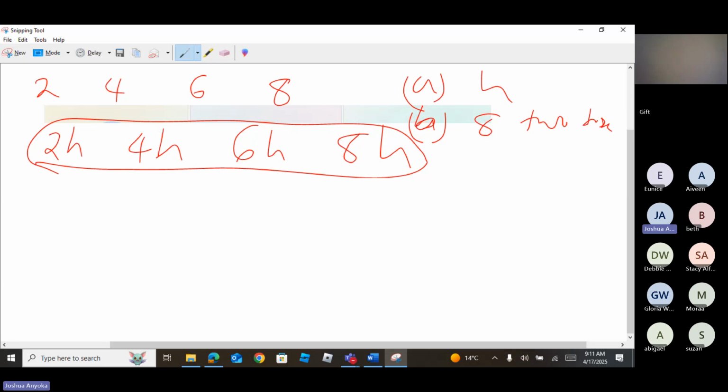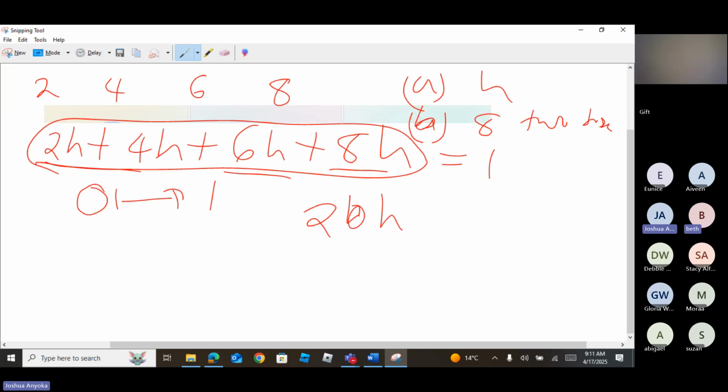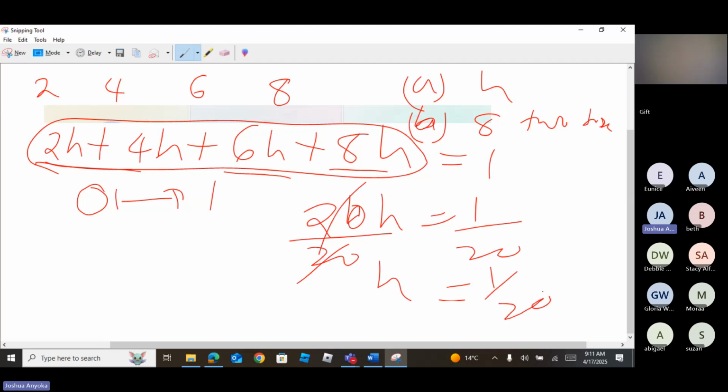So these are the probabilities. And the range of probability starts from 0 all the way to 1. So the sum of all the probabilities should give us 1. So 2H plus 4H plus 6H plus 8H should give us 1, because these are the probabilities. So this gives us 6H, 12H, 20H. So 20H is equal to 1. So H is equal to 1 over 20.